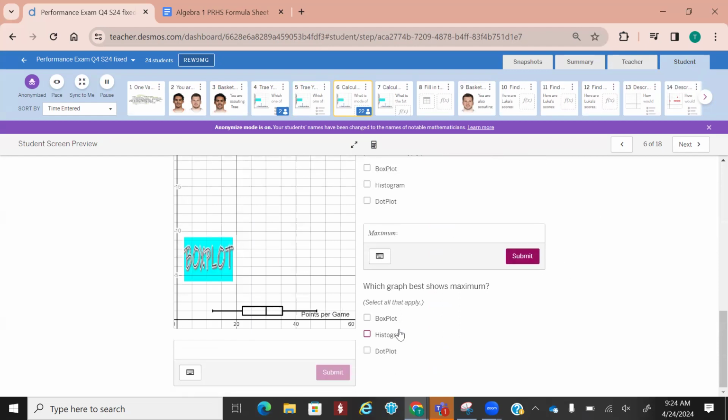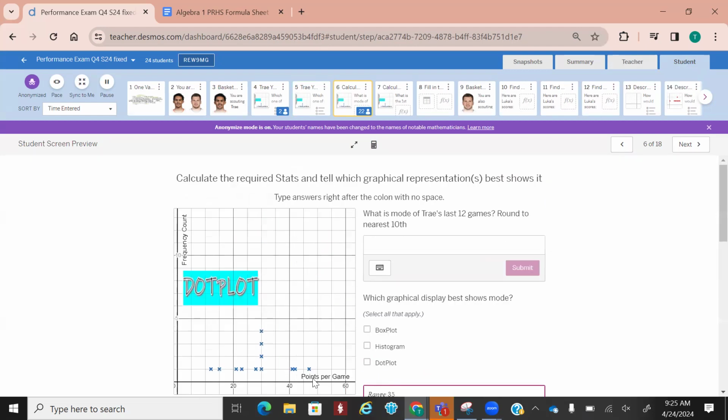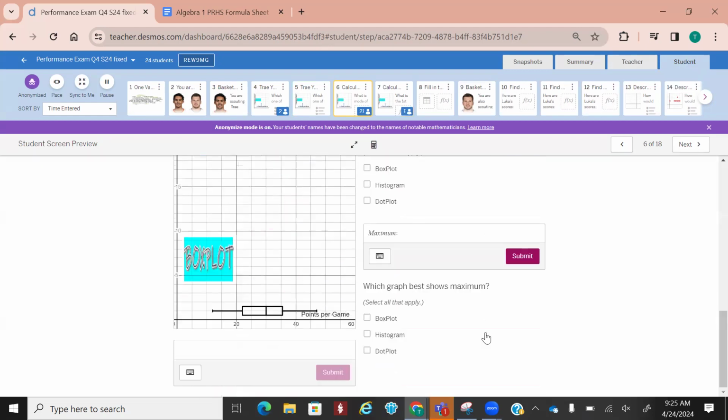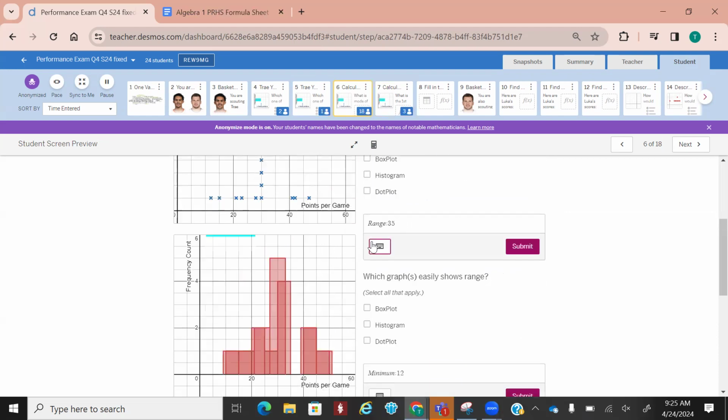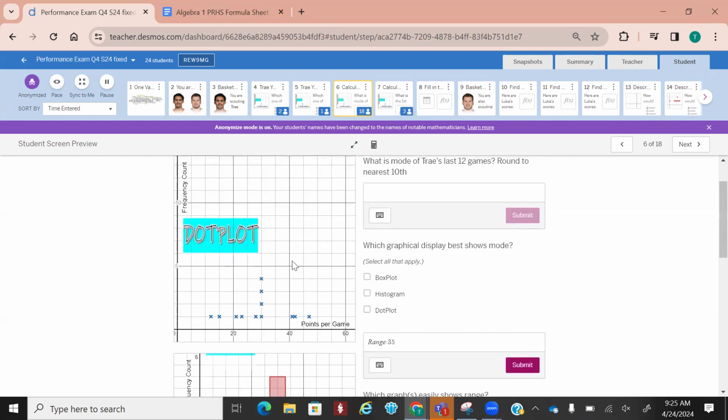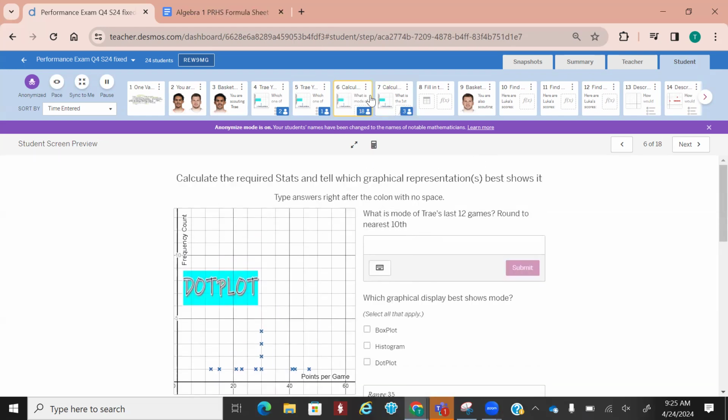Which graph shows the best representation of maximum? Again, that's going to be box plot. Okay. And that's going to be 47 for the maximum. How'd I get what? This range, 35. 47 minus 12. Yeah, it's kind of hard to see on the box plot, but on the dot plot, you can click on those numbers. 35.